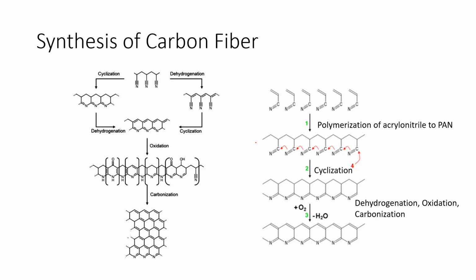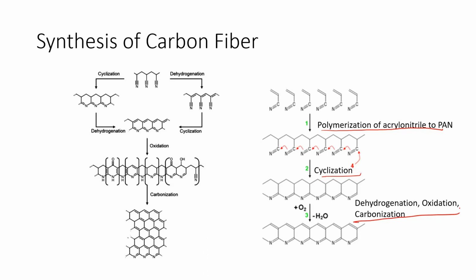In this slide we are trying to figure out the synthesis of carbon fiber from PAN precursor, that is polyacrylonitrile. It involves three major steps: the polymerization of acrylonitrile, then cyclization, followed by dehydrogenation, oxidation, and carbonization. We will go through all these stages step by step.